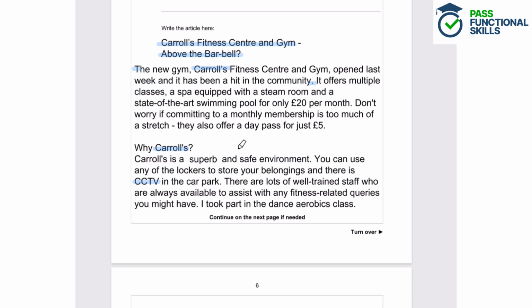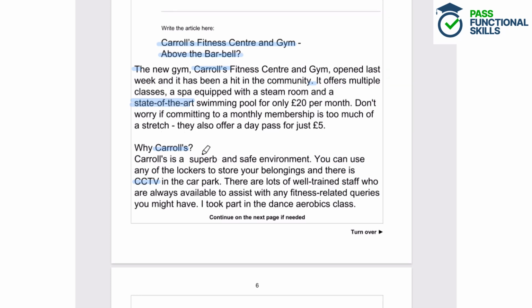Other examples of punctuation we have are hyphens. So we've got state-of-the-art there, and we've got these words have been joined together using hyphens to create sort of one word with a single meaning. So state-of-the-art has a single meaning there. It means really good and well crafted.